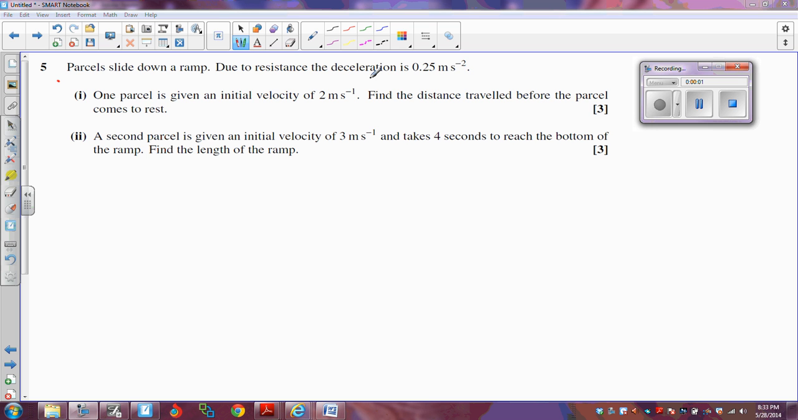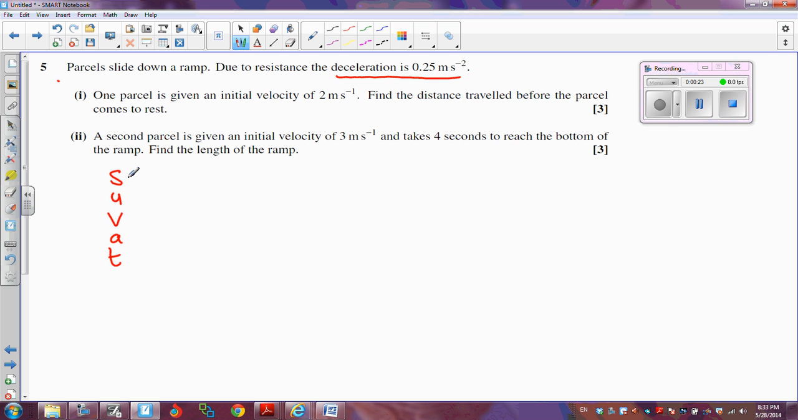This is a question where we're told that the parcel travelling down the slope has a deceleration of 0.25 meters per second squared, which we have to assume is constant. So we can use the constant acceleration or SUVAT equations. One parcel is given an initial velocity of 2 meters per second. So I'm going to write down the SUVAT just to see what information we actually have.